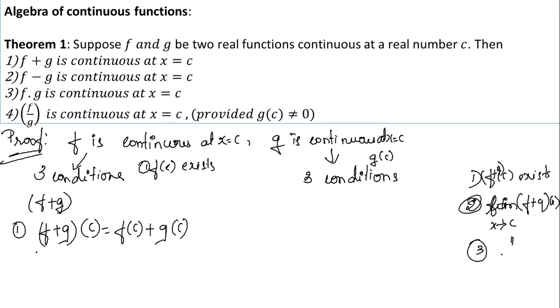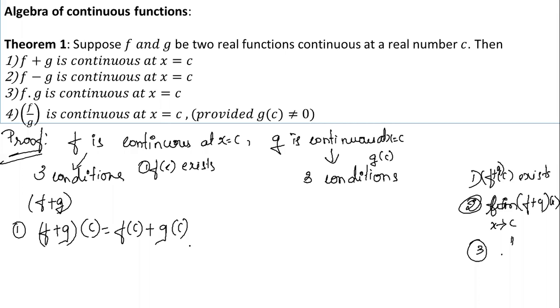If you see here clearly, f of c exists means it is a finite number. Similarly, g of c is also a finite number. So when you add two finite numbers, what will you get as an answer? If you are adding two finite numbers, it is finite. It's not zero. Again, you'll get a finite number.